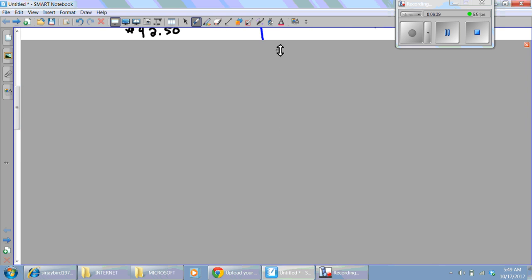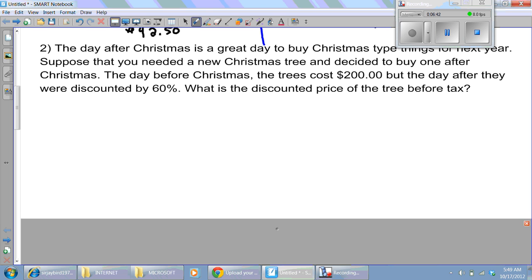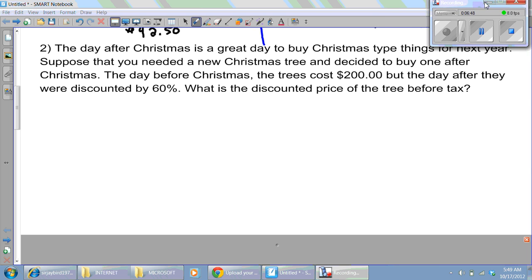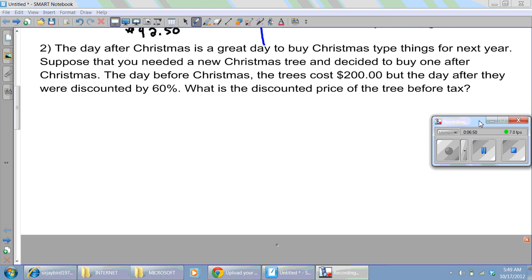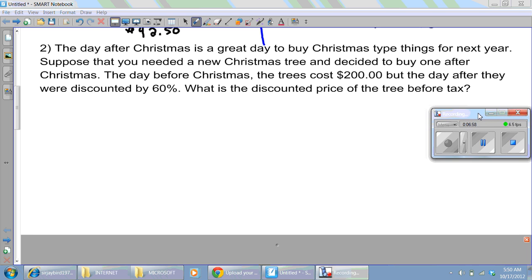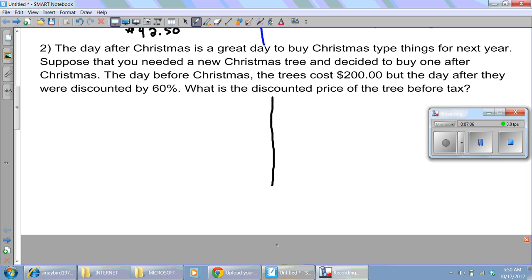Okay, now here's a problem. Day after Christmas is a great day to buy Christmas type things for next year. Suppose that you need a new Christmas tree and decided to buy one after Christmas. The day before Christmas, the trees cost $200. But the day after, they were discounted 60% off, or discounted by 60%. Again, I'm going to do it two ways to show you how to do it. So I'm going to do it what I think is the harder way.